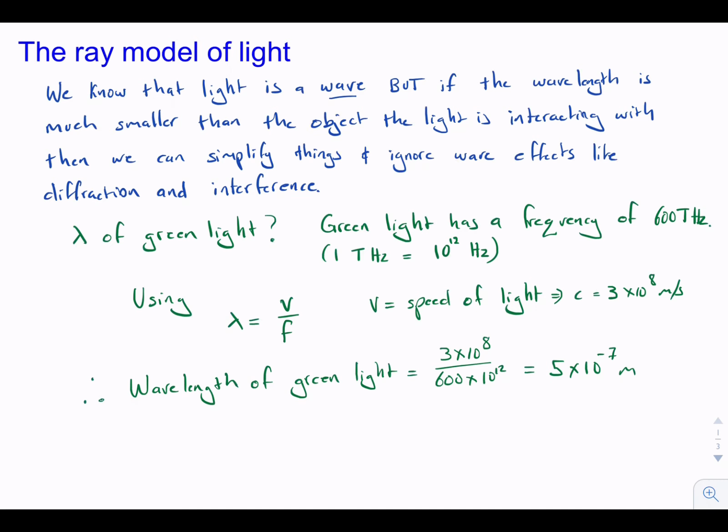What this means is a lot of the time we can ignore the wave effects of light because the wavelength of visible light is extremely small. In fact, it's only about 0.5 of a micron, where 1 micron equals 1 × 10^-6 meters.